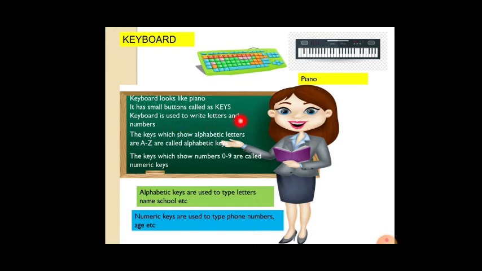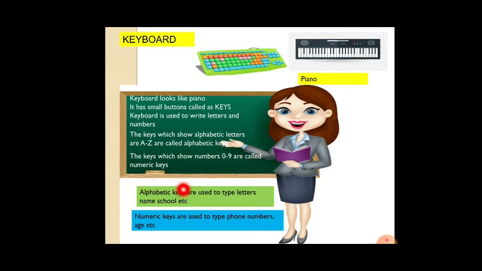Keyboard is used to write letters and numbers. You know letters, right? And numbers, 0 to 9. Letters consist of alphabets A to Z. There are 26 alphabets. The keys which show the alphabetic letters are called alphabetic keys. The keys which show the numbers from 0 to 9 are called numeric keys. If you want to press 10, you have to press 1 and then 0. There is no key like 10. It has only keys from 0 to 9.